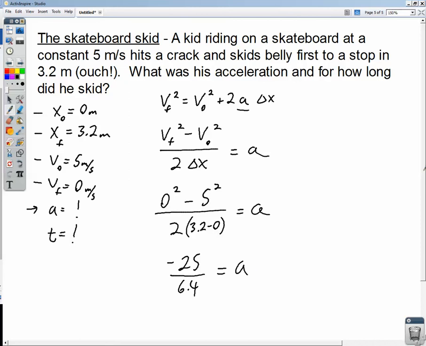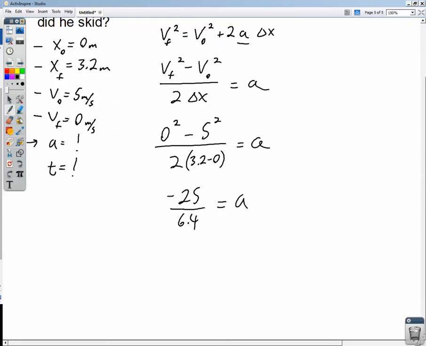Plugging that into the handy-dandy calculator, we've got an answer to 2 sig figs of 3.9. 3.9, and that is negative, meters per second squared. That is the acceleration. And the negative makes sense because the kid's traveling to the right, positive velocity, and slowing down. So velocity and acceleration have to have opposite signs.